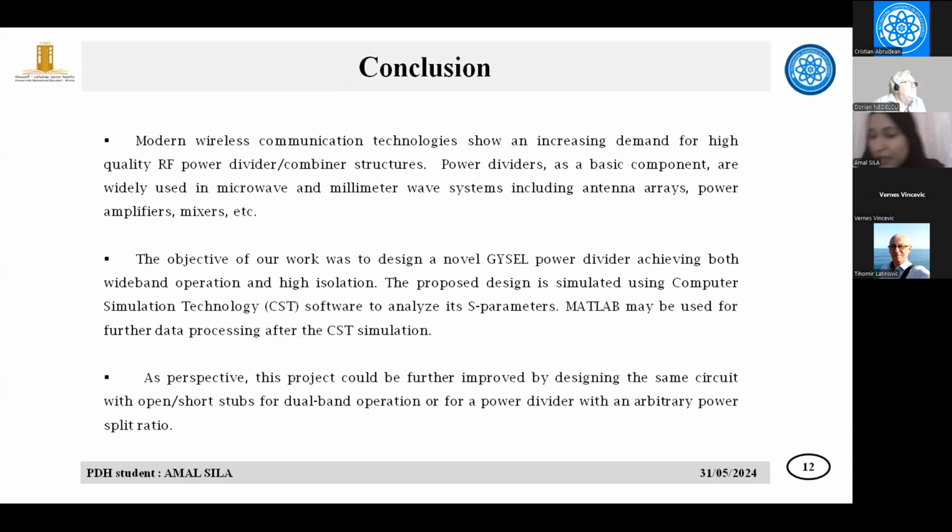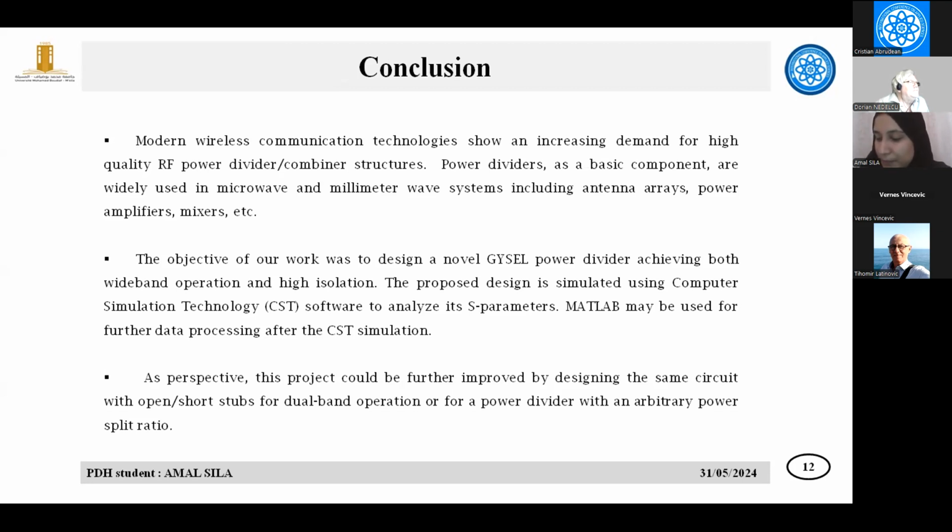In conclusion, the operation frequency band, input output return loss, and isolation between the output ports will significantly affect the overall performance of the communication system. The objective of our work was to design a novel GYSEL power divider achieving both wideband operation and high isolation. The proposed design is simulated using computer simulation technology CST software to analyze its S parameters. MATLAB may be used for further data processing after the CST simulation.